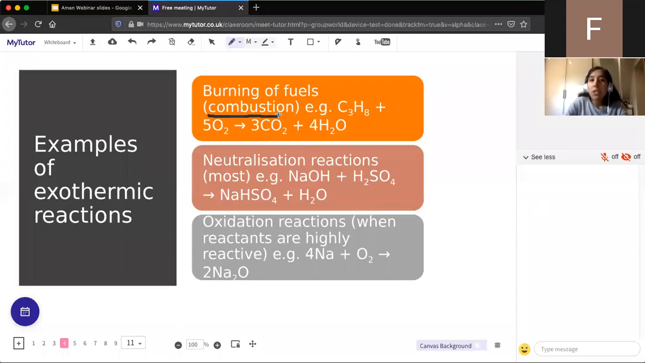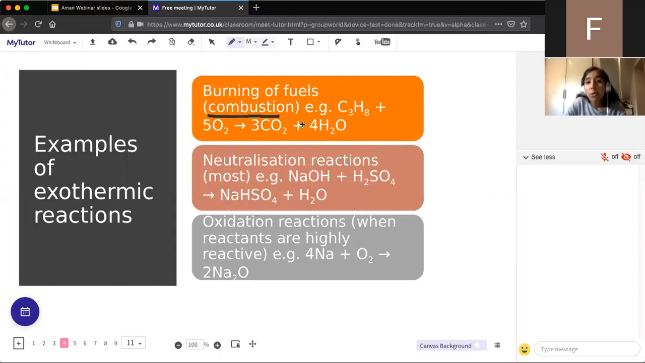So what's combustion? Can anyone give me a definition of what combustion is? I've got an example of a reaction on the screen. What do we say combustion is? Yep, the burning of a fuel with oxygen. Excellent. Yep, someone's saying fire. Yep, really good. So that's what combustion is.